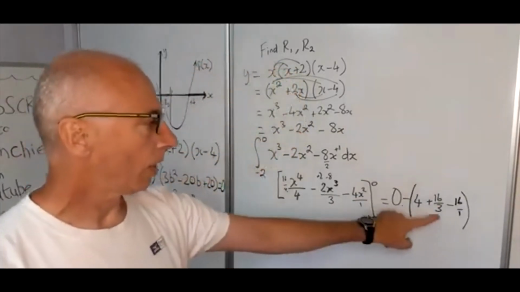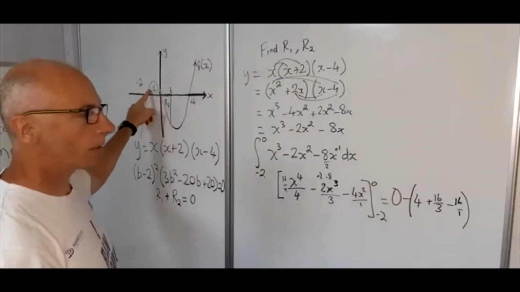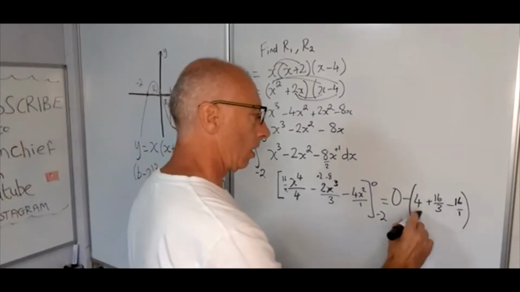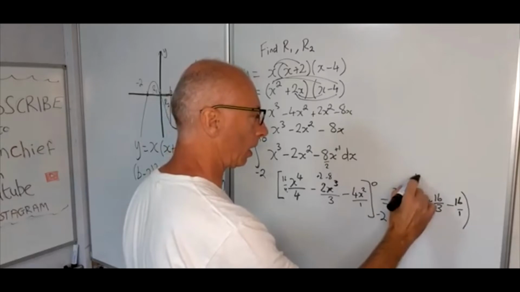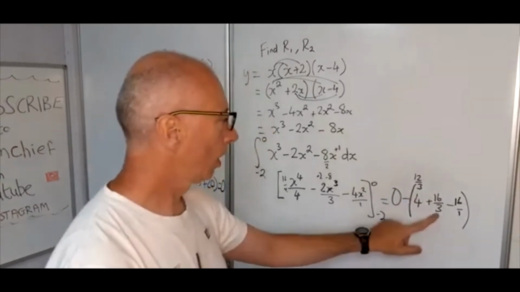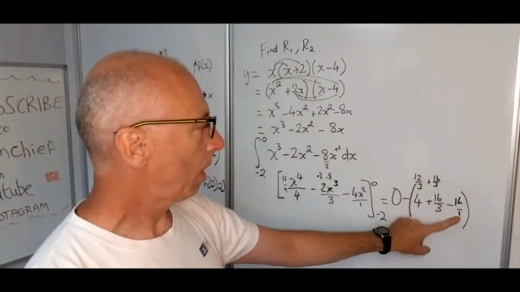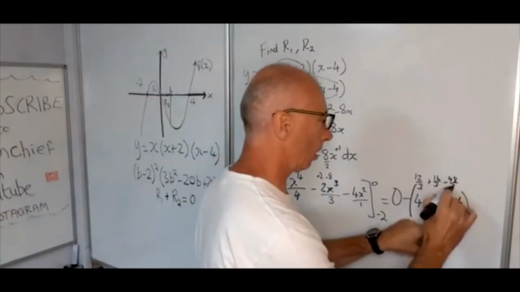Okay, all we need to do now is evaluate here to give us the answer, so we can find out what R1 is, and hence give it as R2. So these need a common denominator of 3. So this one will be 12 over 3. 16 over 3 is good to go. Minus 16 over 1 would then be minus 48 over 3.